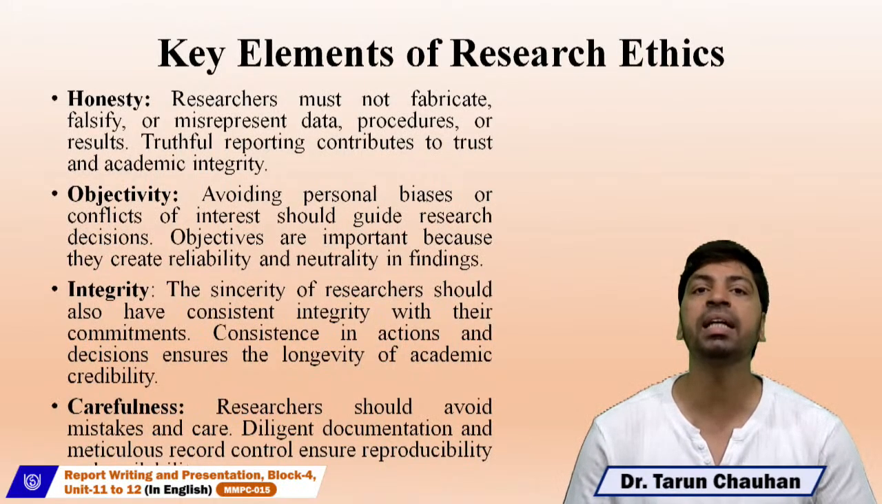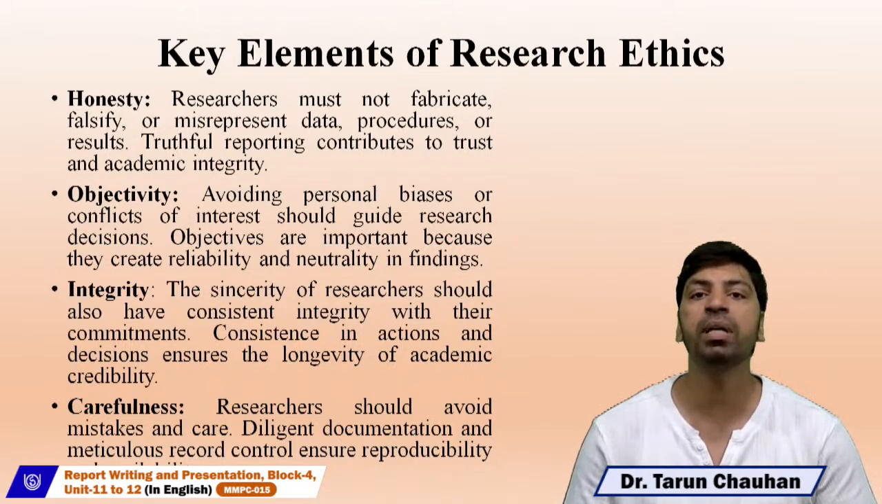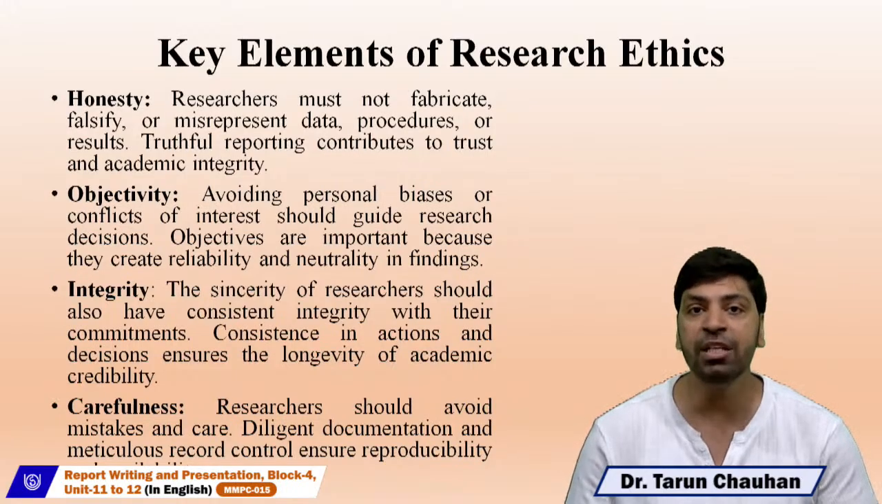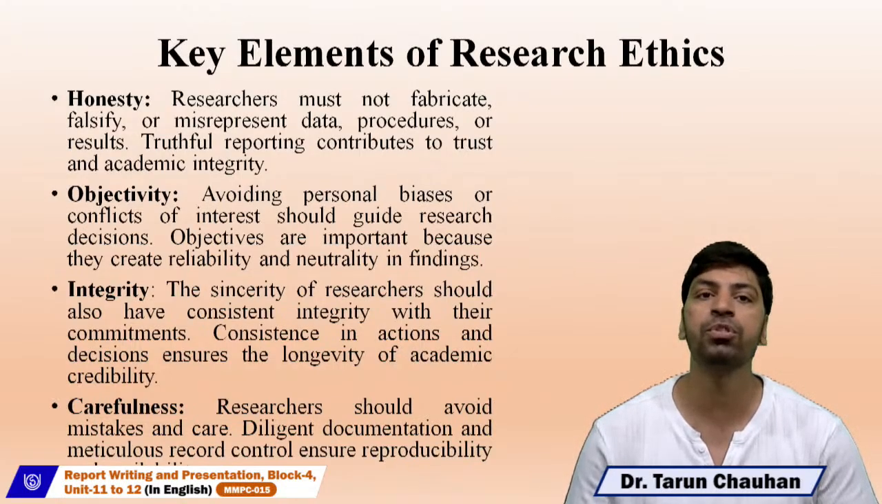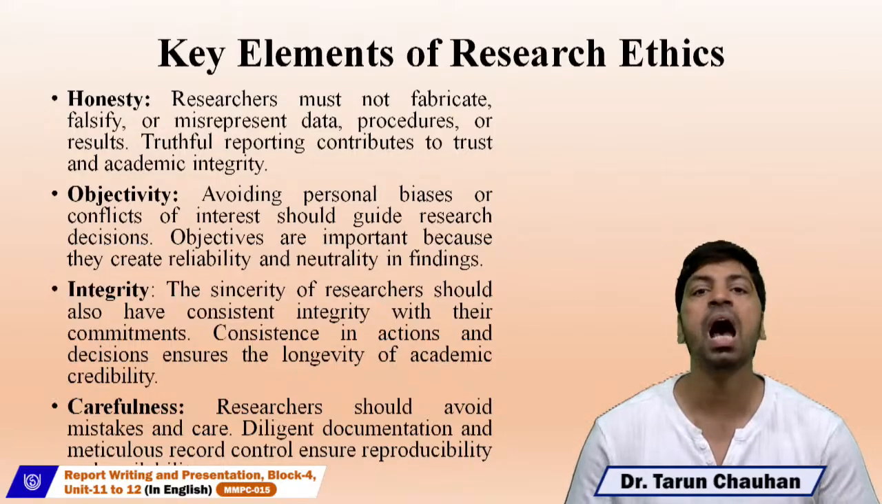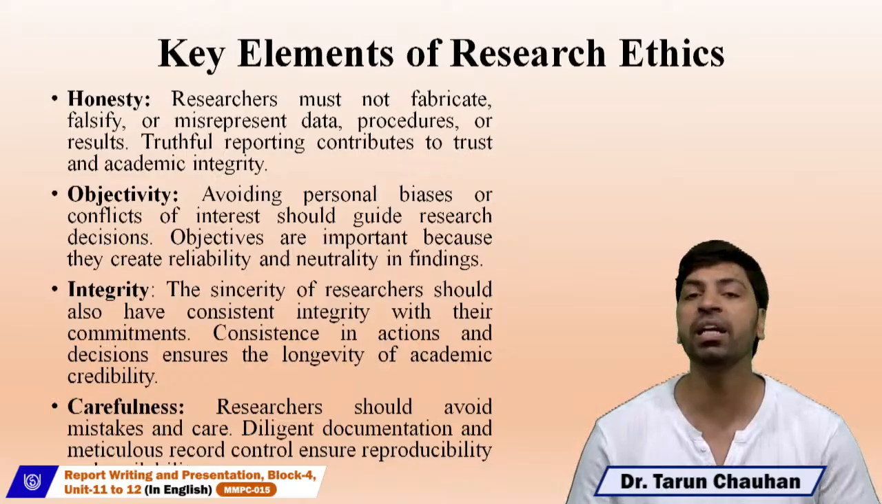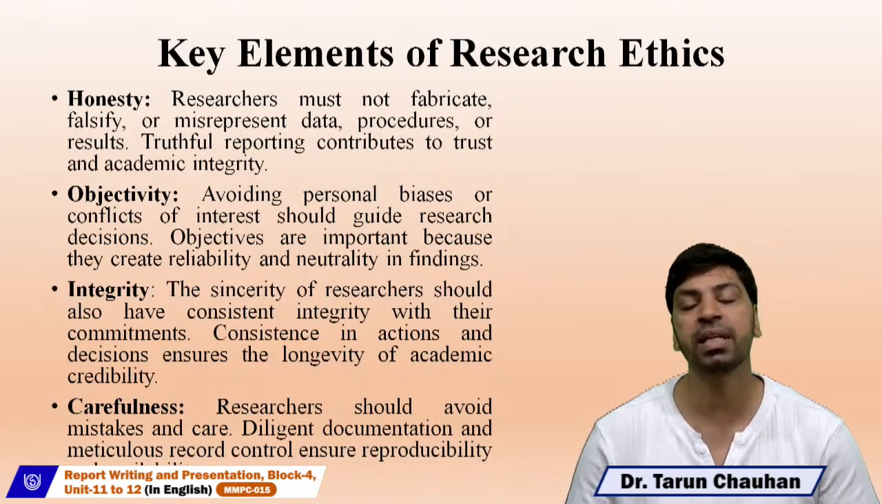Now we can come to the key elements of research ethics. The first one is honesty. Researchers must not plagiarize, falsify, or misinterpret the data, procedures, and results in the research. Truthful reporting contributes to trust and academic integrity. The next one is objectivity. Avoiding personal bias or conflict of interest should always guide research decisions. Objectivity is the most important part of any research study, creating reliability and neutrality in findings.